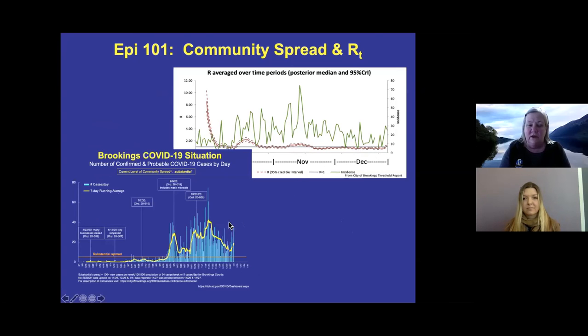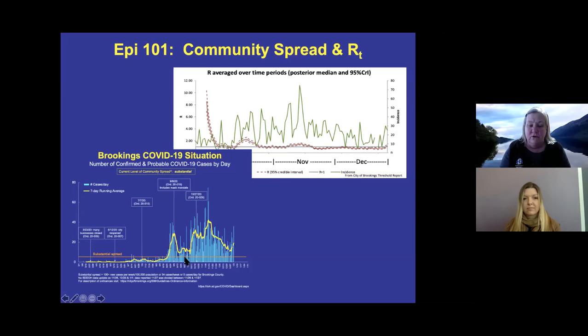And if you look at the curve of cases, you can see that the numbers of cases have been declining. And that's reflected, this RT less than 1 is going to lead to a decrease in cases. And in the past week, we've had an increase. And that's why this RT is now going above 1.